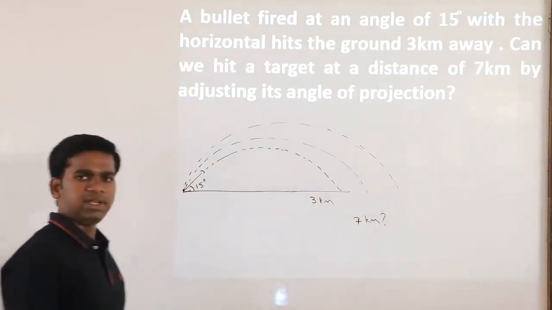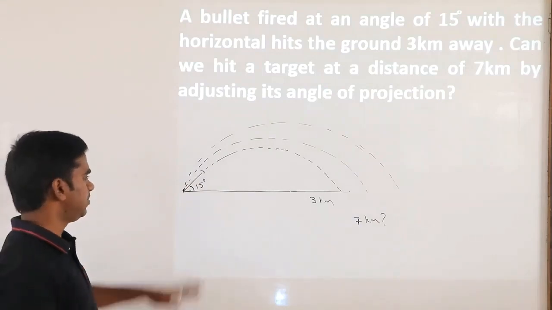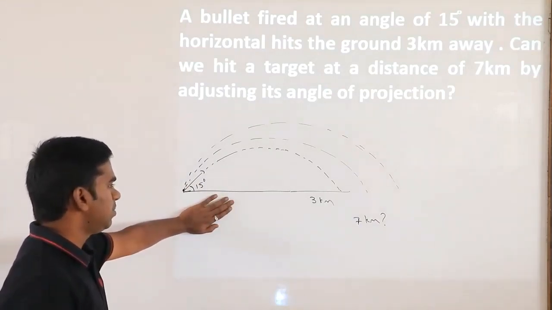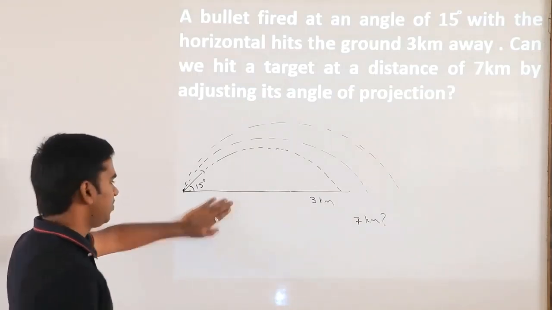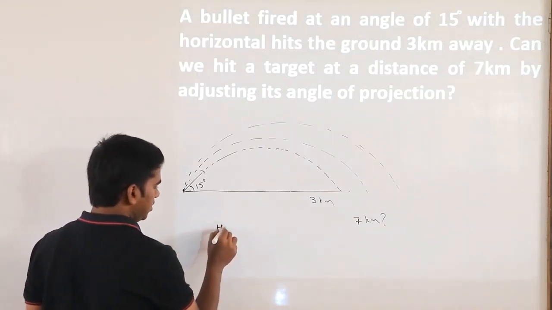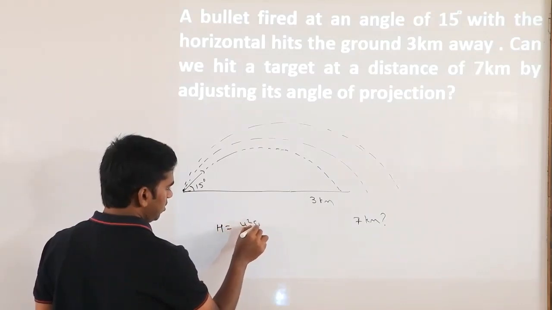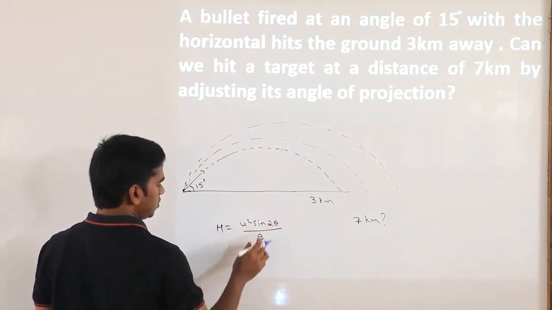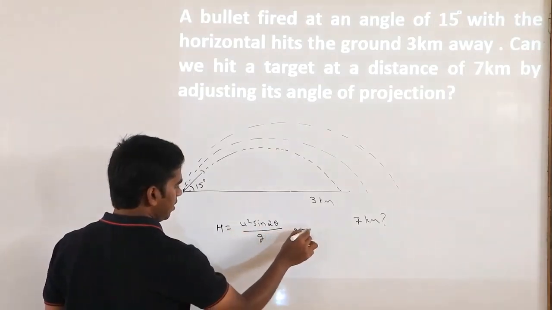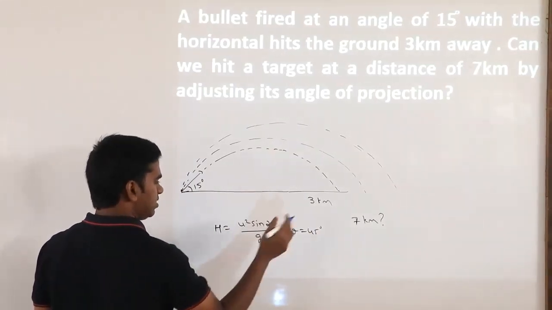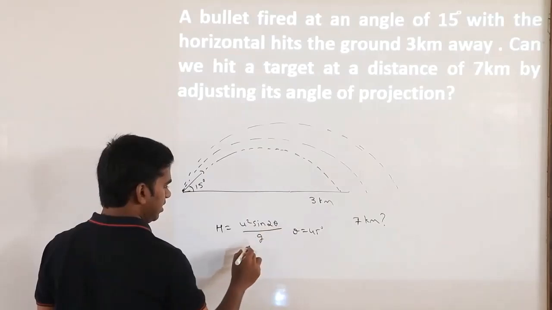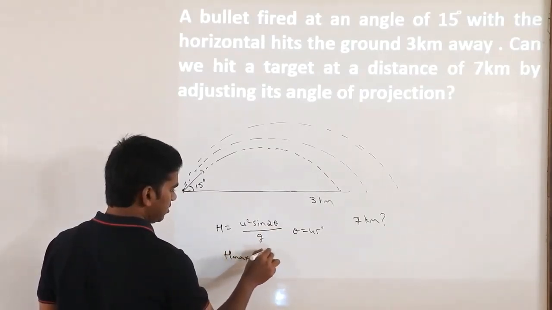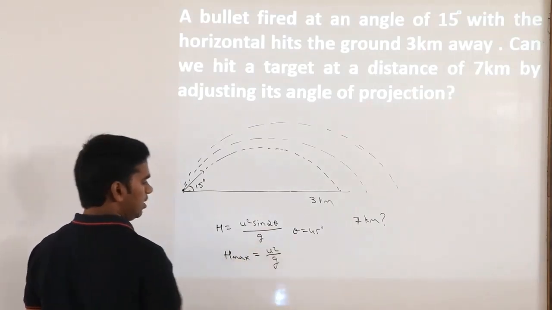Is it possible? They are asking. So for that, what we have to do is, first we have to check what will be the maximum horizontal distance. Okay. So horizontal distance is what? Horizontal distance is u square sine 2 theta divided by g. So at theta equals 45 degree, it is maximum. So this will become sine 90. Sine 90 is 1. So the maximum horizontal distance is u square divided by g.